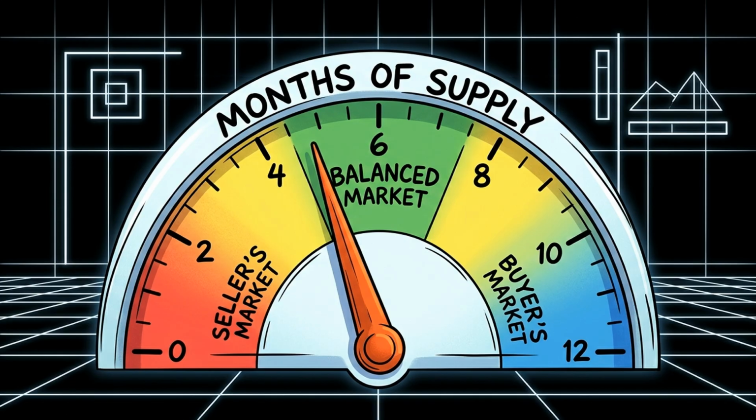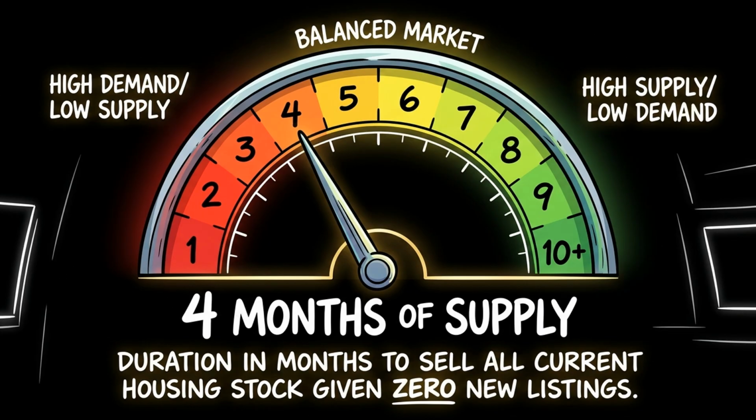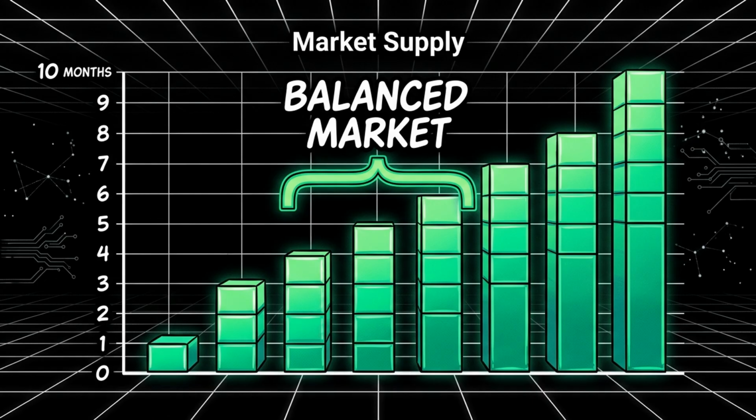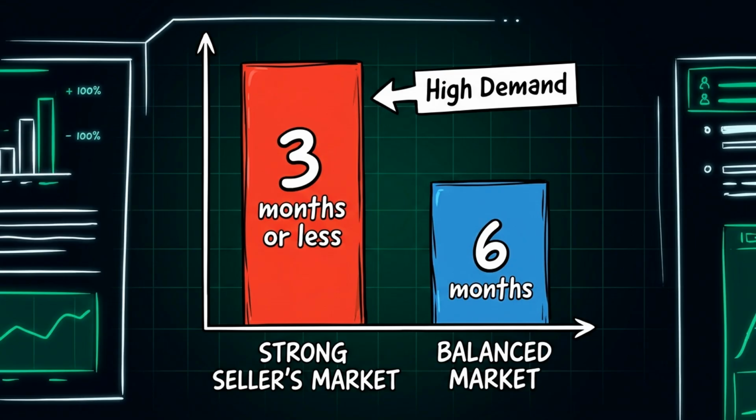A simple way to measure this is the months of supply metric. This tells you how long it would take to sell all available homes if no new listings hit the market. A balanced market usually has about 5 to 6 months of inventory. If you find a market with less than 3 months of supply, you are looking at a strong seller's market where demand is currently outstripping what is available.